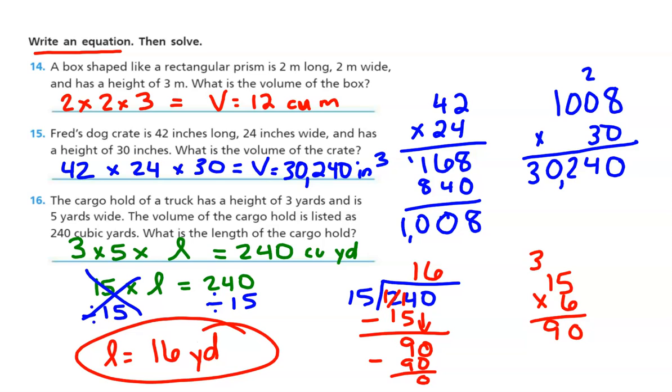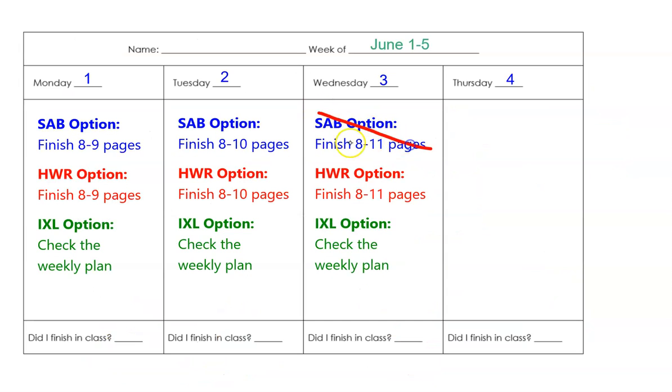All right. To show your work today, SAB is not an option. We did all those together. Homework and remembering would be fine. IXL would also be totally fine. Just make sure you get some practice in.